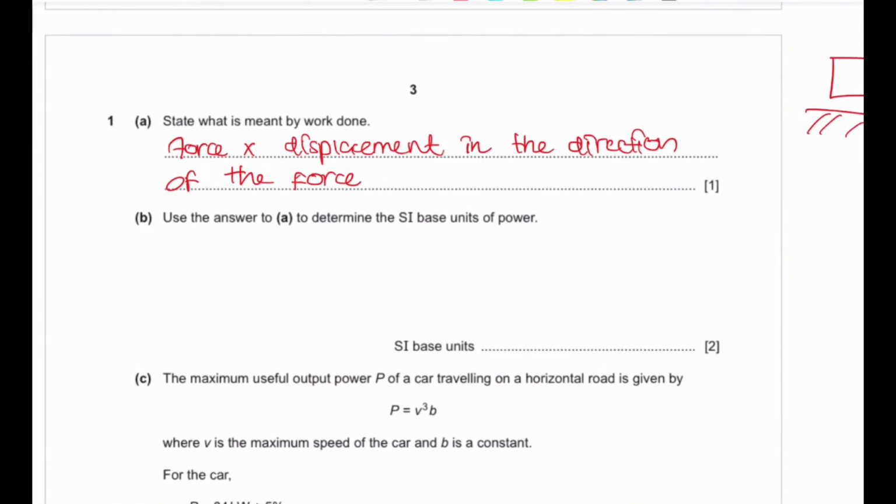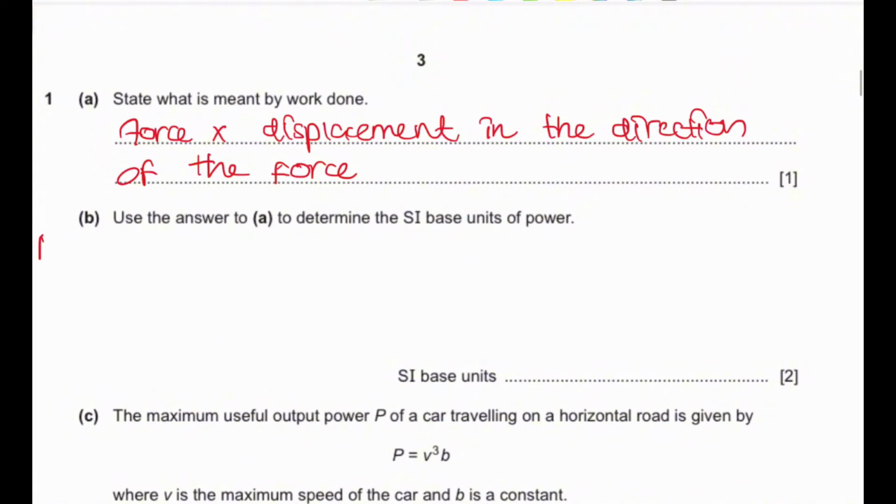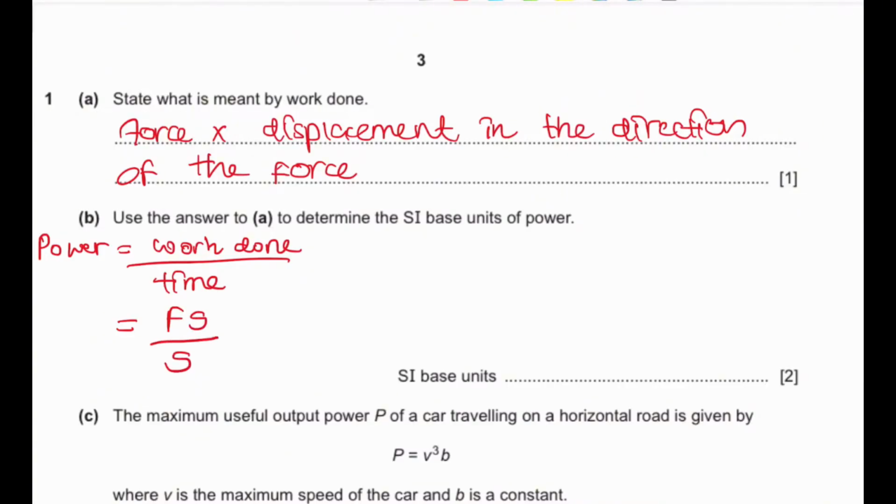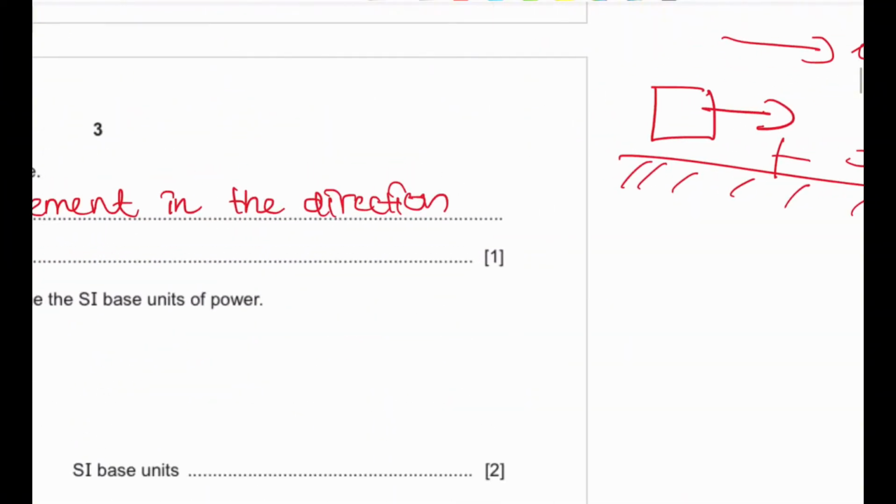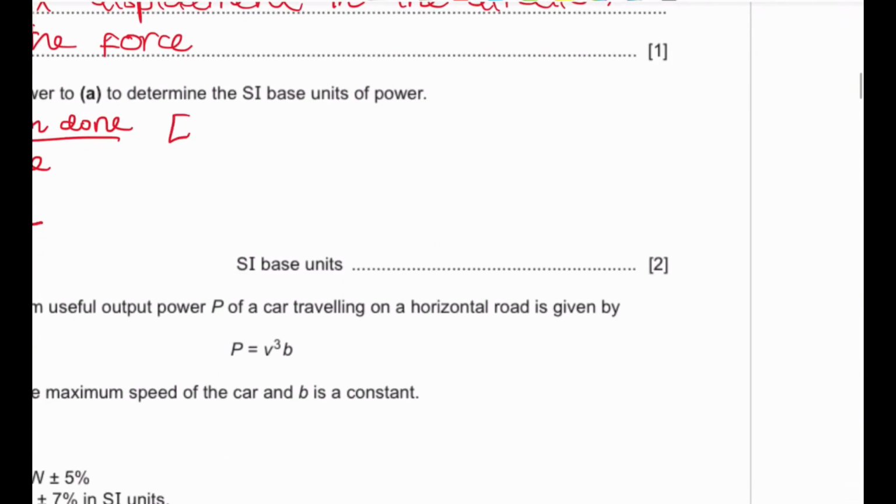Okay, the next one we've been asked to use the answer to A to determine the SI base units of power. So we know that power is actually the work done per unit time. But we've said that work done is actually force times distance, divided by the time, which is t. So the units of power will be equivalent to the units of Fs divided by the units of your time.